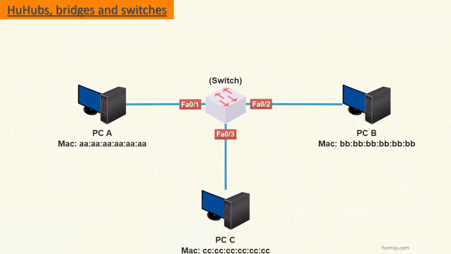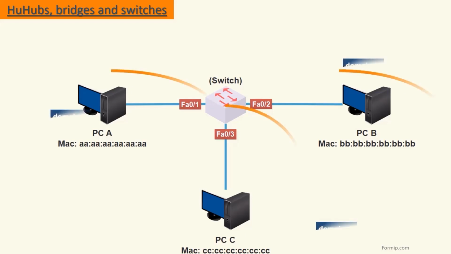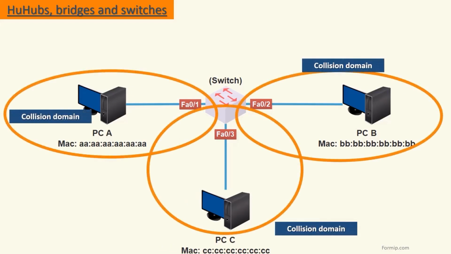Now, let's see how the switch works. On this topology, we have 3 PCs with a switch in the middle. The switch manages a MAC address table as it learns them. How many collision domains do you think there are? Well, as we operate in full duplex, we can't have collisions in a switched network like this. Each interface on a switch is seen as a separate collision domain. This means that in this topology, there are 3 collision domains.